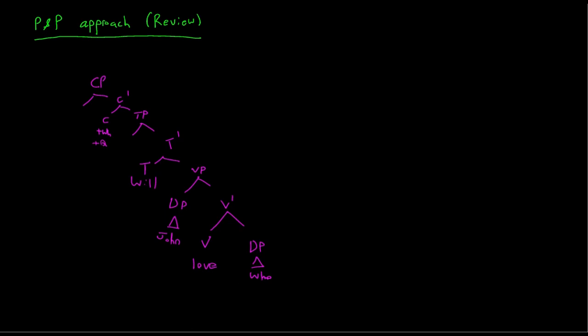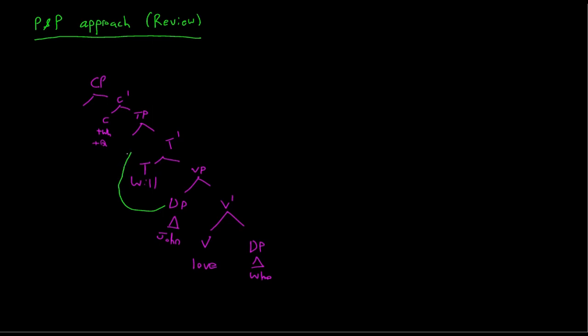Of course, then movement happens in order to yield the S structure. And so what happens? Well, three things. First of all, and this is in no particular order, but the first one that I'll talk about at least, is the DP John moving from the specifier position of VP to the specifier position of TP.